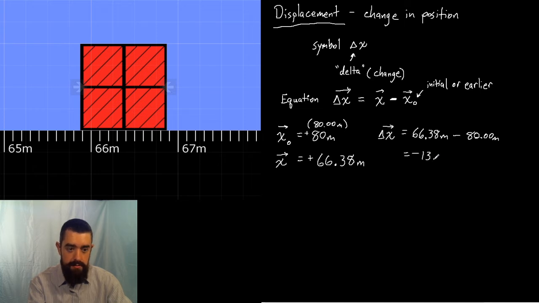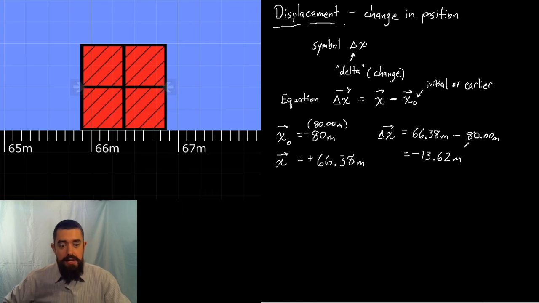Negative 13.62 meters. Okay, so I had a quantity in meters minus a quantity in meters, and when you subtract units, they just became the same unit. So, 20 apples minus 3 apples would be 17 apples. When you take apples and subtract apples, you get apples. When you subtract meters from meters, you get meters. Or if you add meters to meters, you get meters. Okay, so the unit doesn't change when you're adding and subtracting.